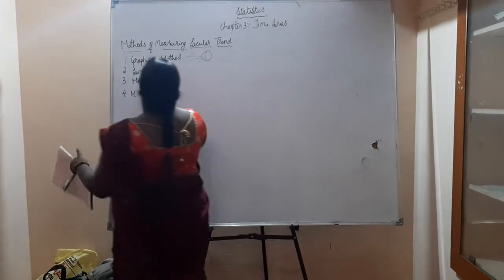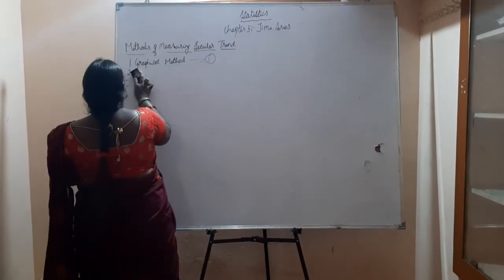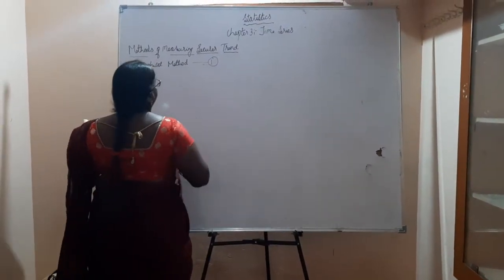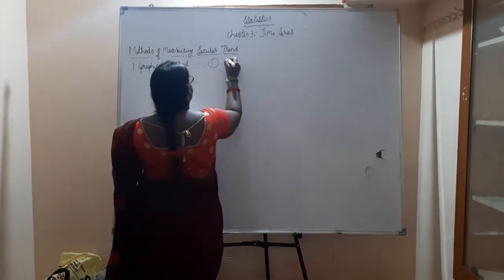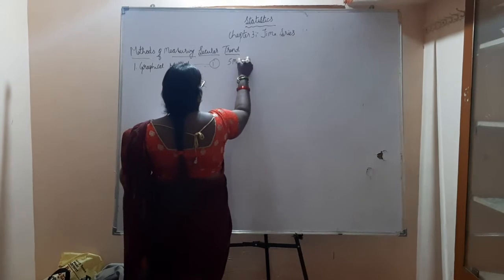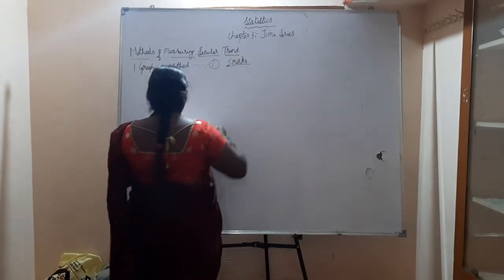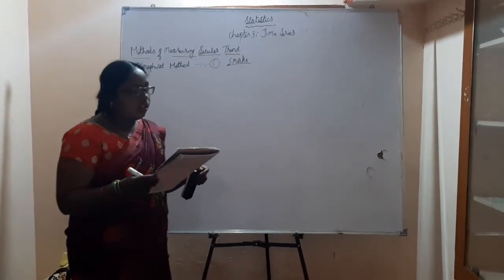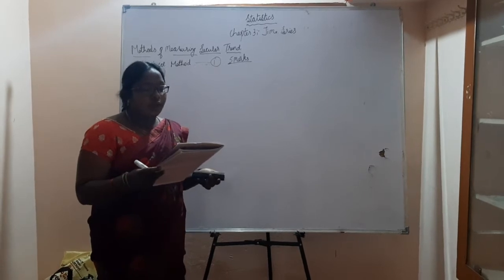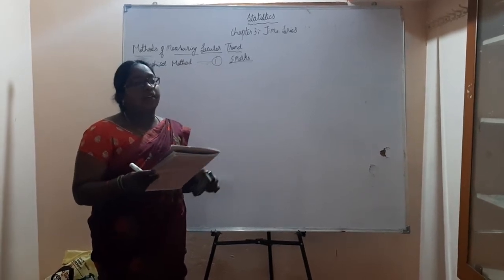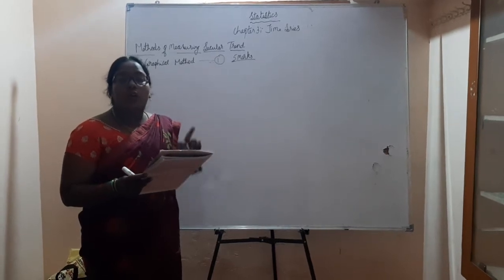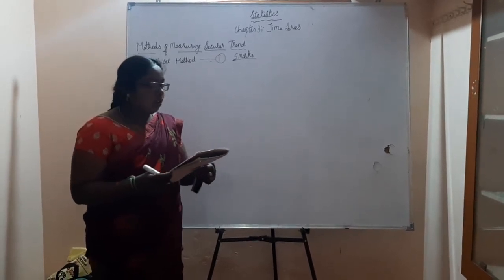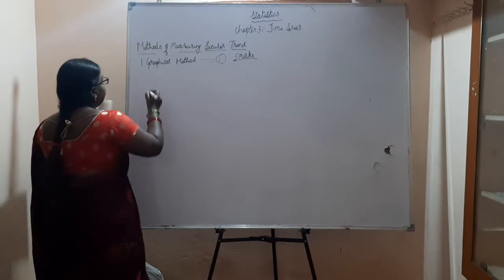The graphical method carries 5 marks, and this is the simplest topic in your chapter. So this is your 5 marks problem. First one: find a trend line for the following data by the graphical method. Make sure that if the graphical method is given, you are going to do only the graphical method. So the data available for me is here.